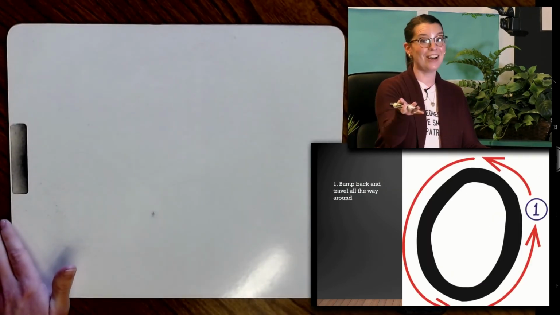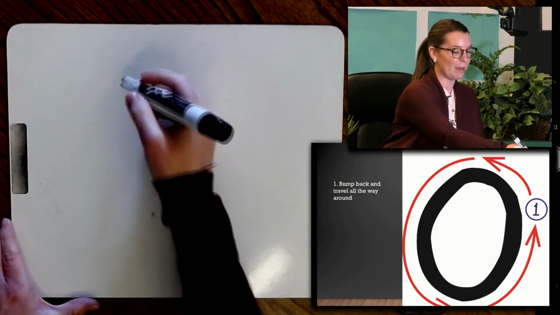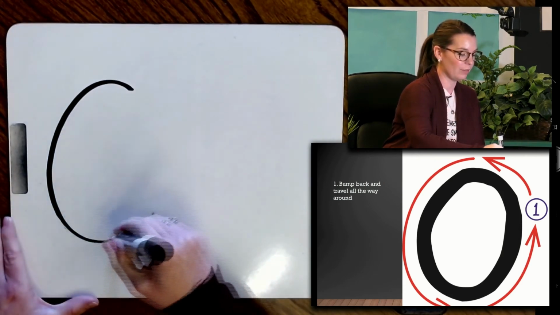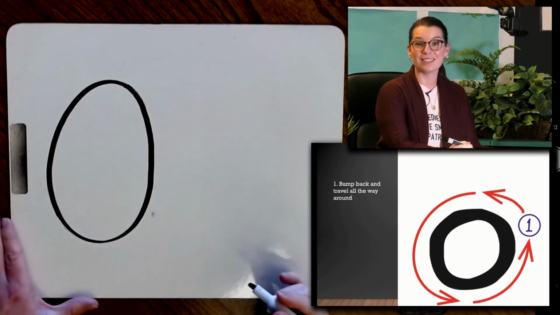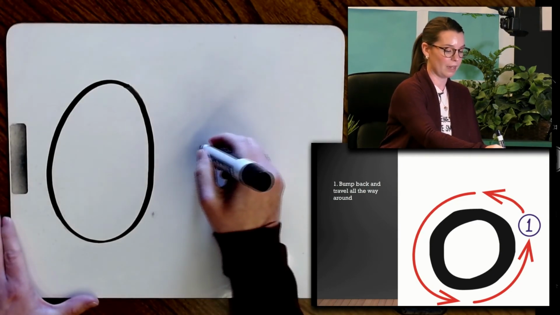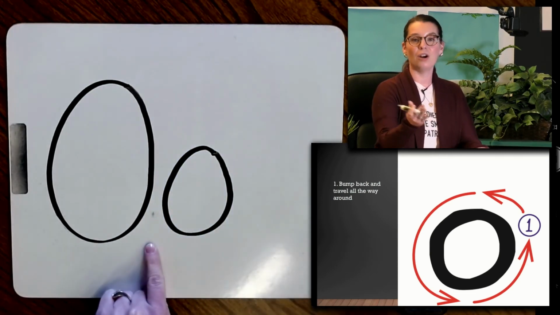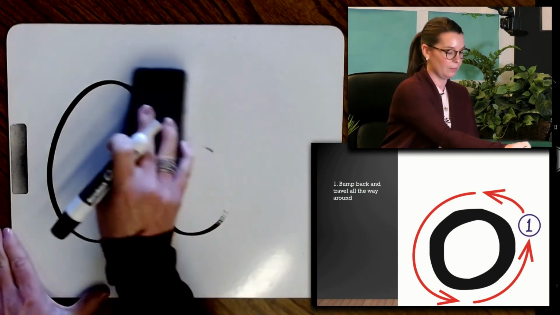Name this letter. O. Sound this letter. Ah. This is a capital O. It's tall. Pens up. Bump back around. Travel all the way around. Lowercase o has the same shape. It's just a letter that's small. Pens out. Bump back around. Travel all the way around. Name this letter. O. Sound this letter. Ah. Erase.